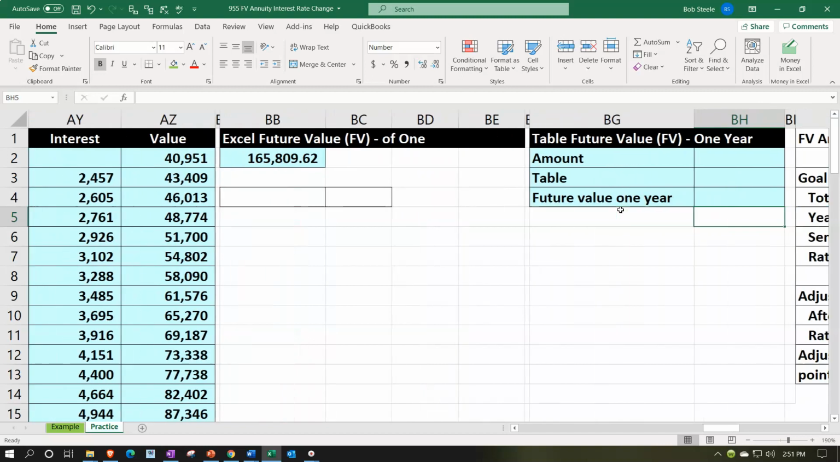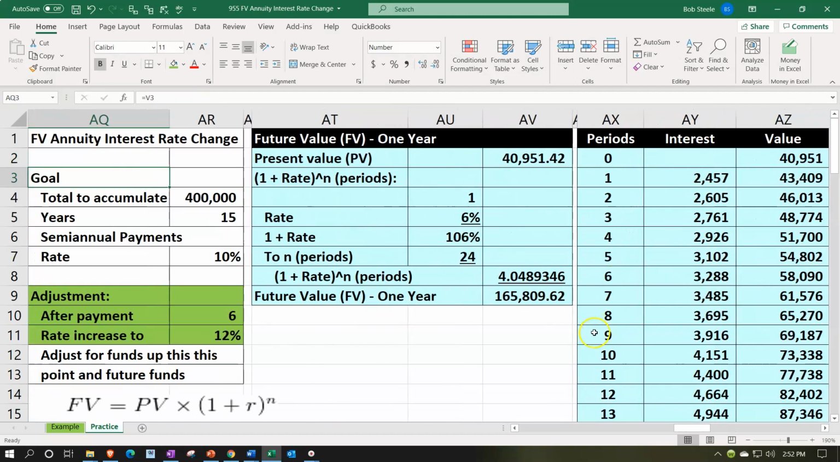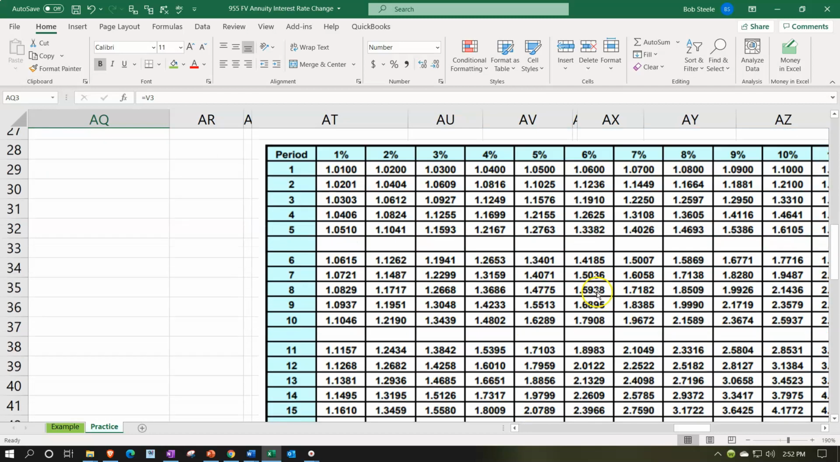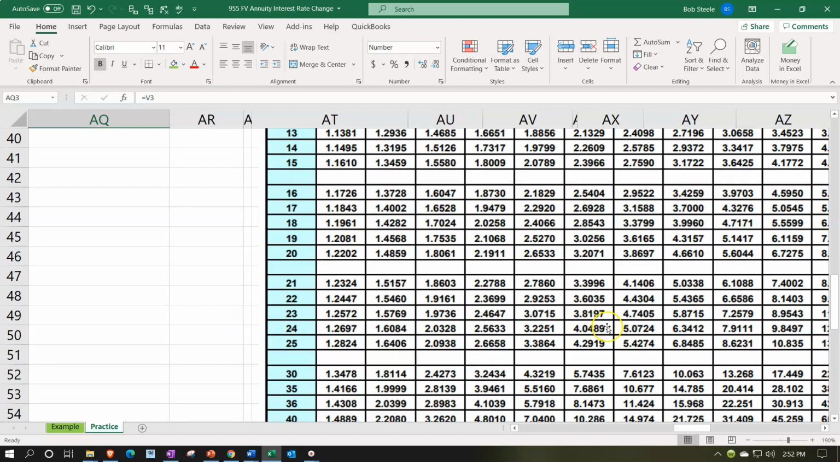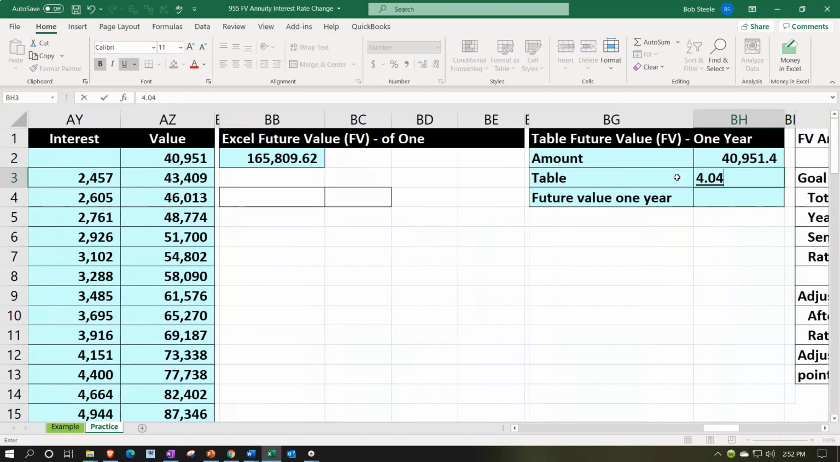Let's calculate it with the tables, and then we'll finally get to the last part of this problem. So this is going to be equal to the amount of the 40,951. Let's pick it up here. Amount from the table, picking up the proper table. We're looking for 12 divided by 2, or 6%, number of periods 24. So 6% and 24 is going to be that 4.0489. Then we'll multiply this out. And so there we have it again, close to, not exact, because of rounding on the tables, rounding out to 4 digits.